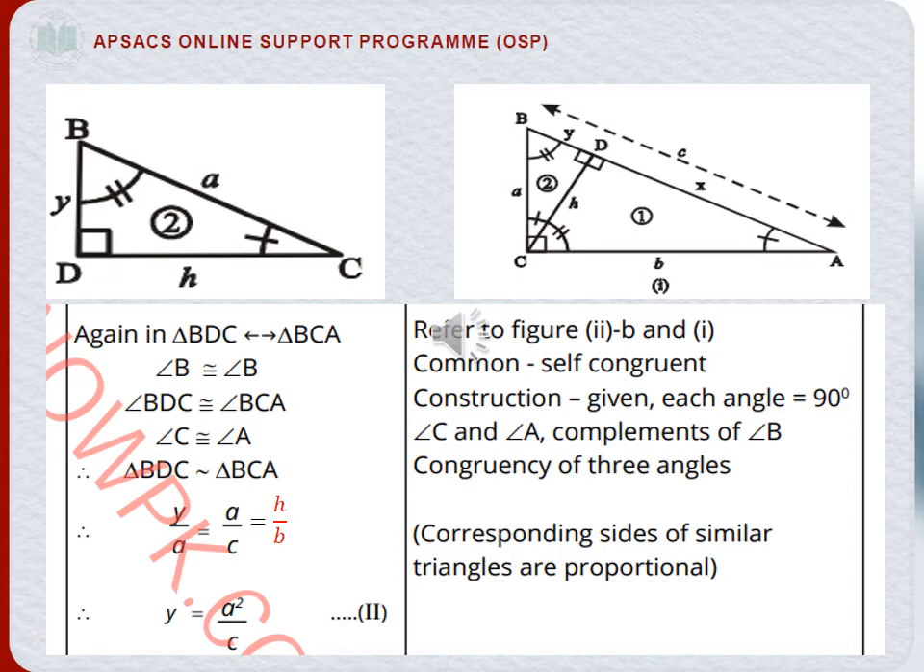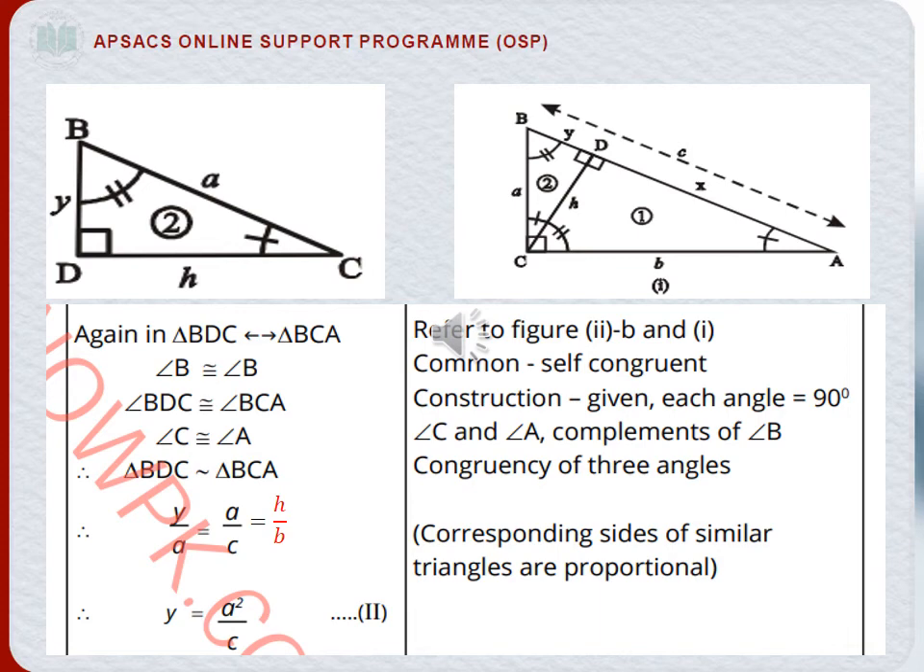If we look at the diagram, then angle C of triangle BCD is equal to angle A of triangle BCA. The reason here is angle C and angle A both are complements of angle B. The reason is same, that if we add angle C and angle B, then their sum must be 90 degrees. Same goes for angle A and angle B. We are applying the same procedure, same method that we have applied in the last slide. Therefore, I can write that triangle BDC is similar to triangle BCA. Congruency of three angles postulate is applicable here.